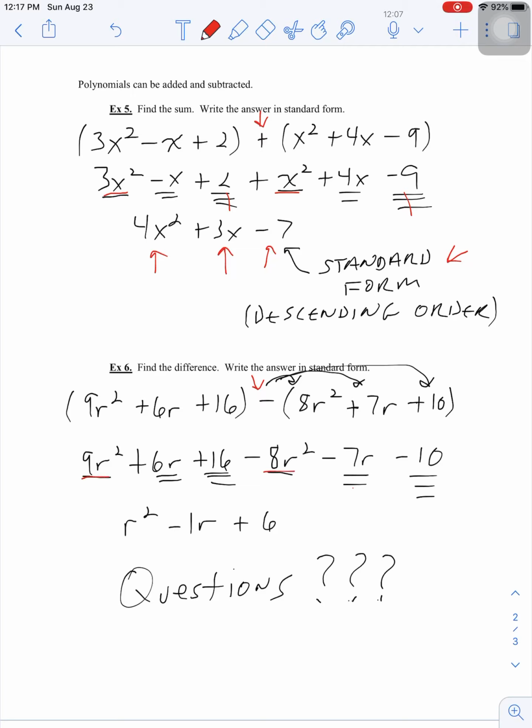So 9r squared minus 8r squared gives you a positive 1r squared. You don't have to draw the 1. The next highest was the 6r minus 7r, which is going to end up giving us a negative 1r. And then a 16 minus 10 is going to leave us with a positive 6. So we get a final answer of r squared minus 1r plus 6.